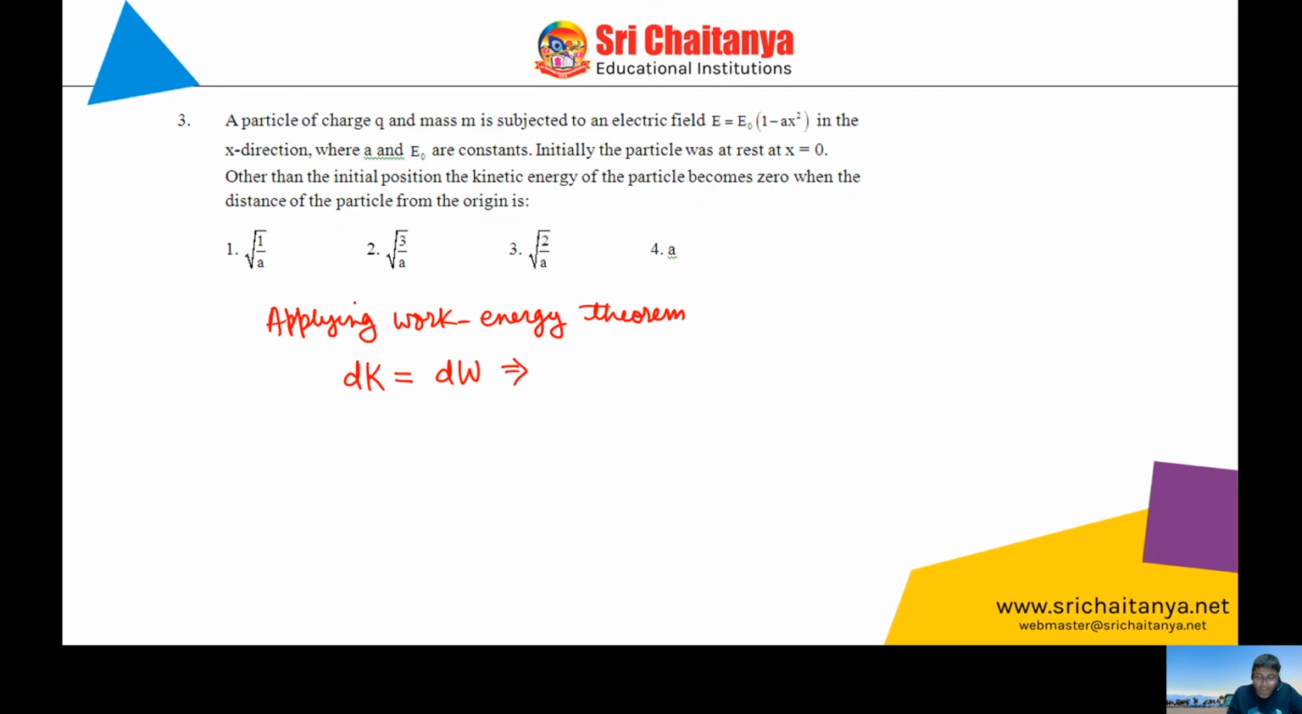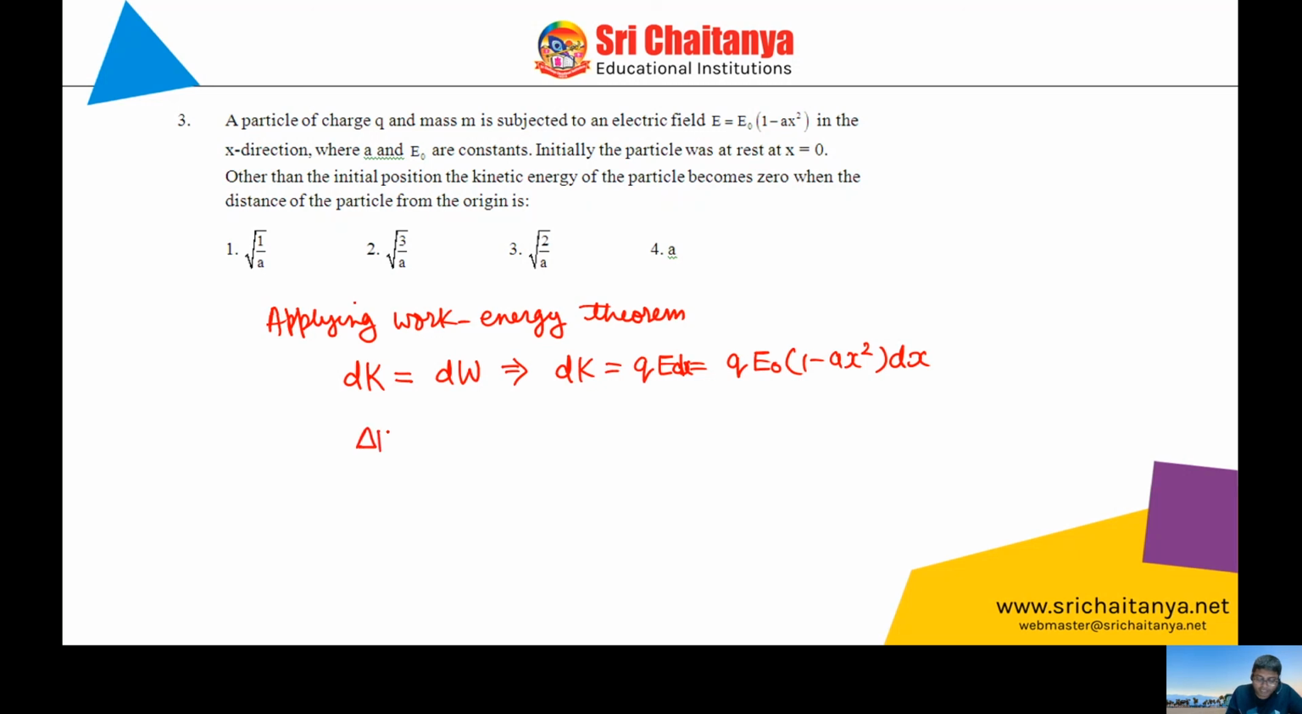Here dW will be the work done by this electric force, and that will be simply q times E, and E is given to us as E naught into 1 minus a x square. So this is the force, and that multiplied with the small displacement dx would be the work done, so that would be the change in kinetic energy.